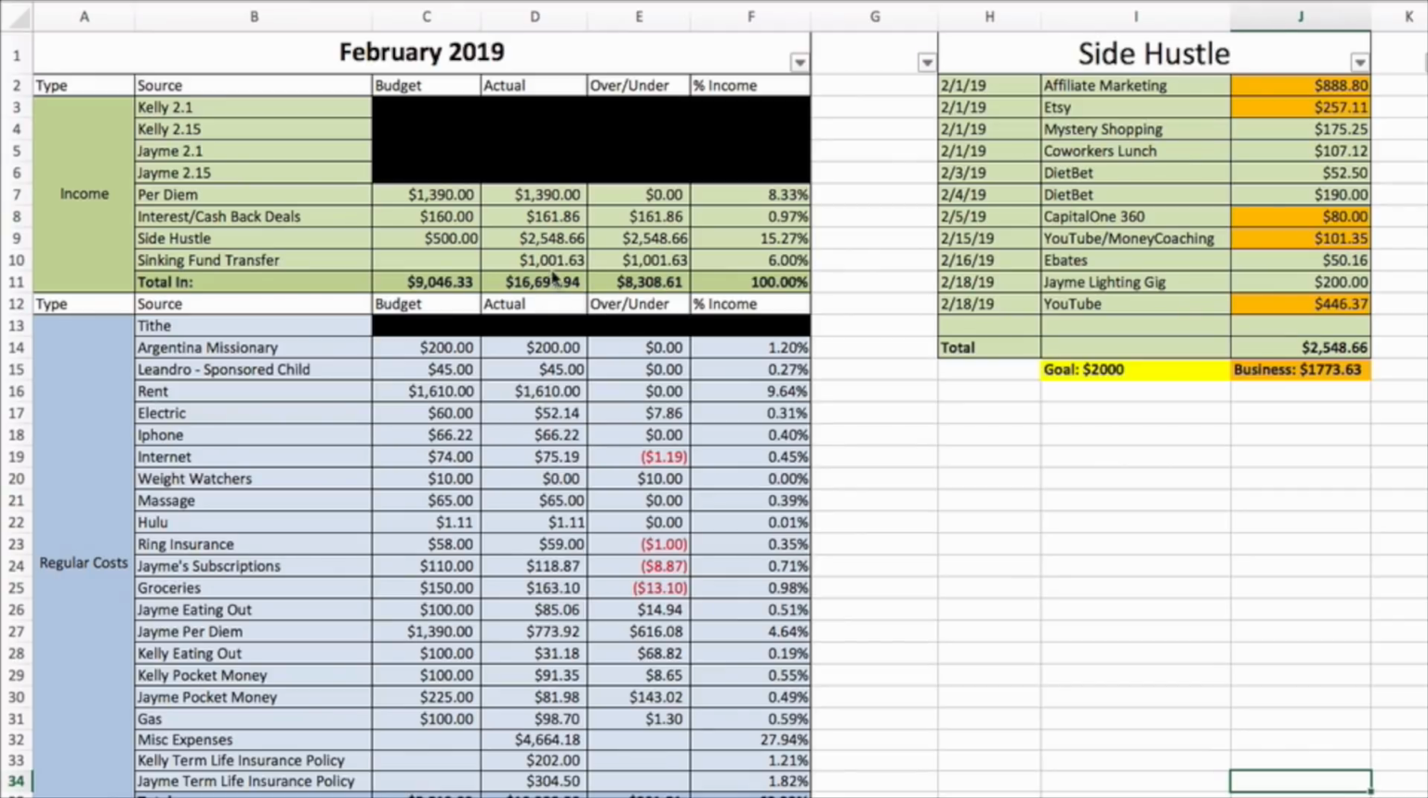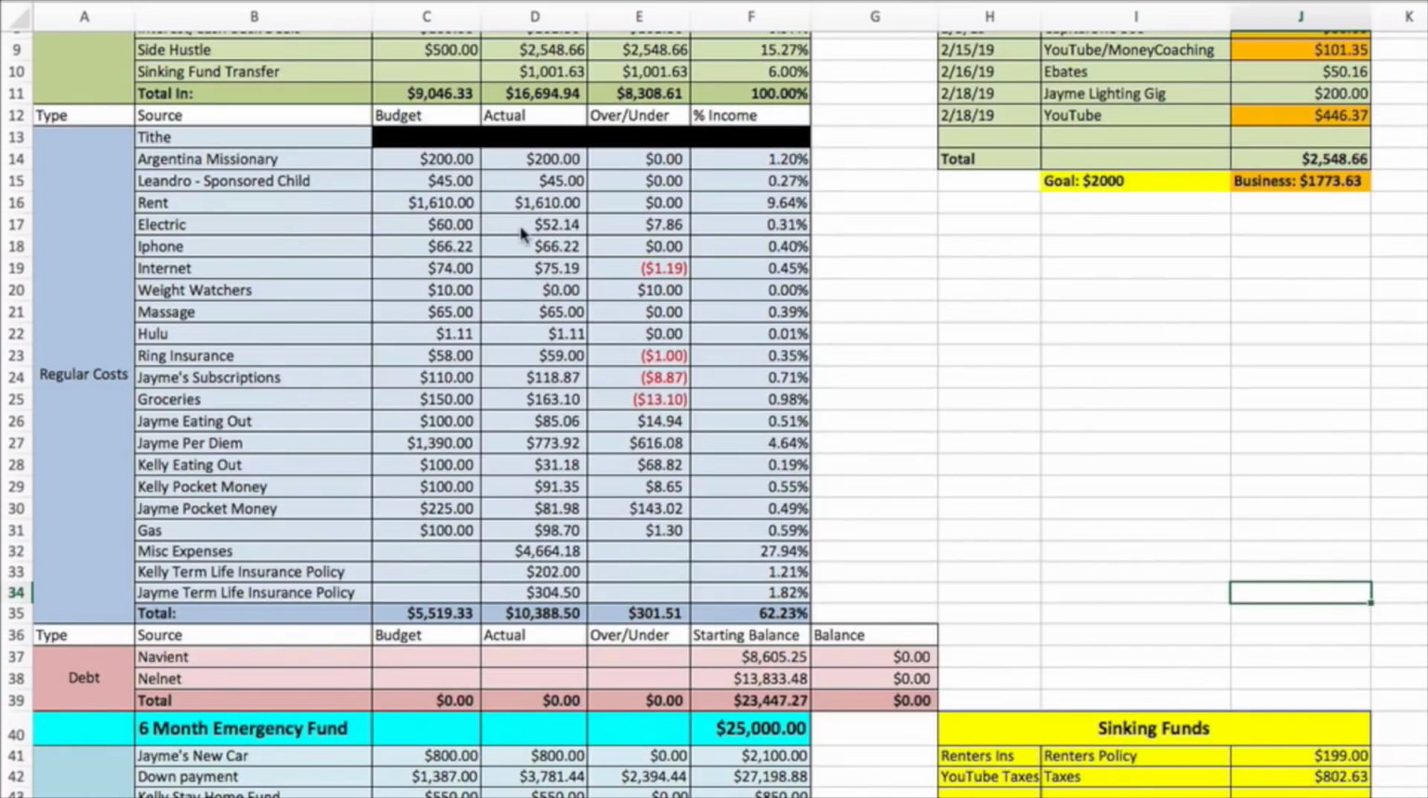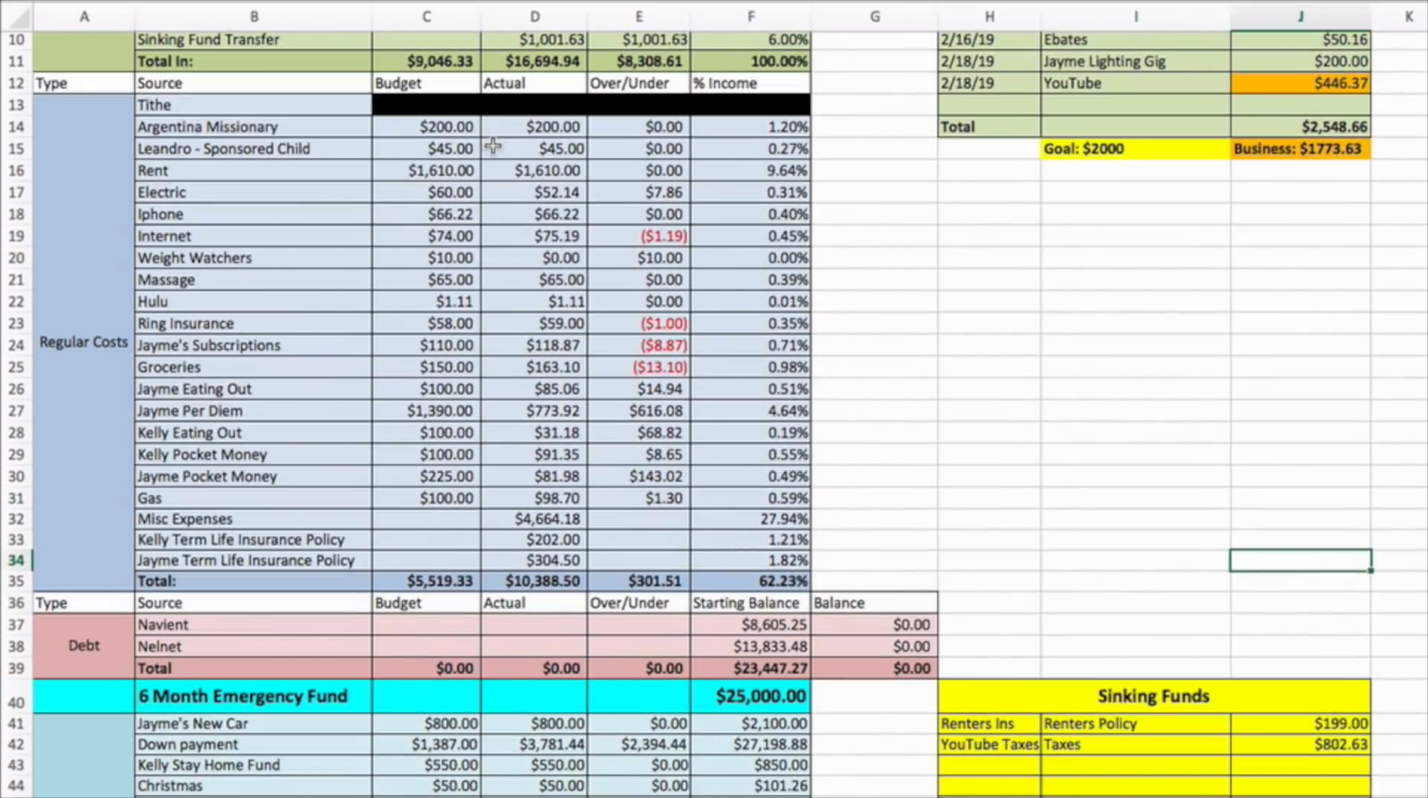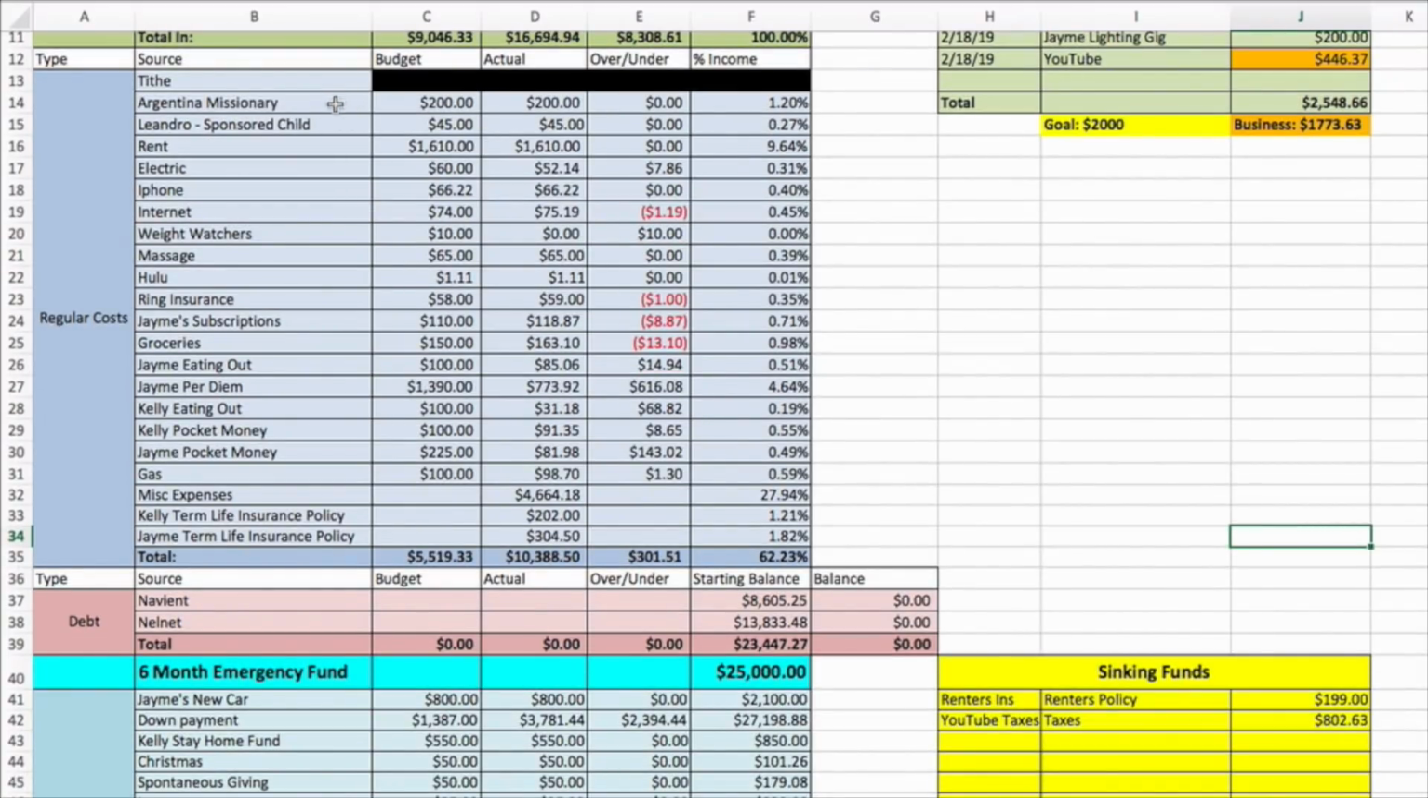So when you take away the sinking fund transfer, it's $15,693, which is awesome. Okay, let's see. Let's get into our regular costs. So as always, Tad is blacked out. Argentinian missionaries. We have friends that are stationed in Argentina, $200 to them. Leandro, the boy that we sponsor, $45.